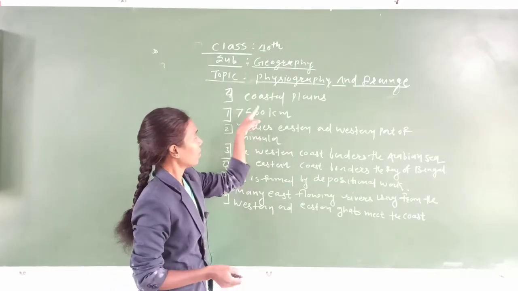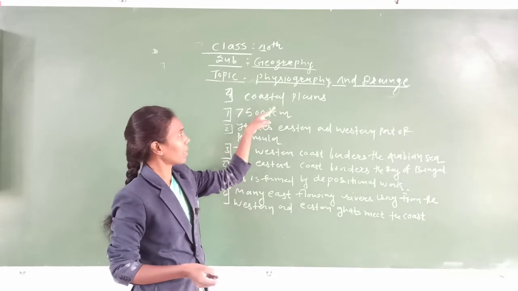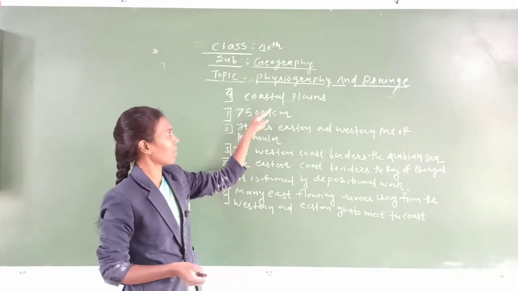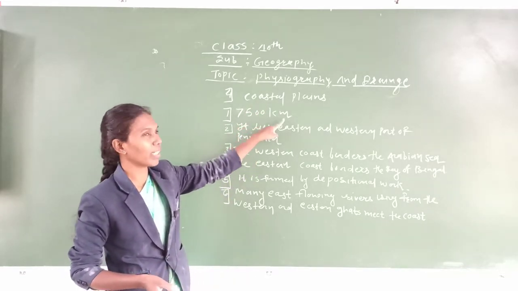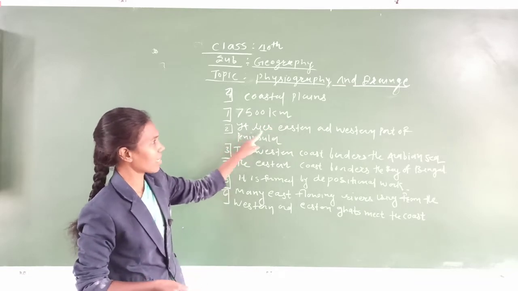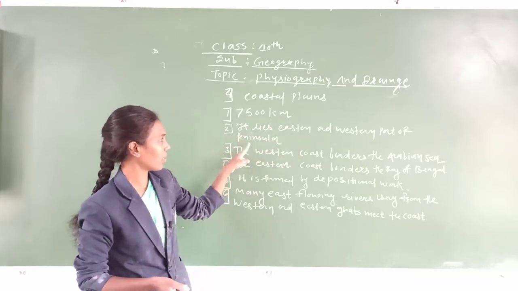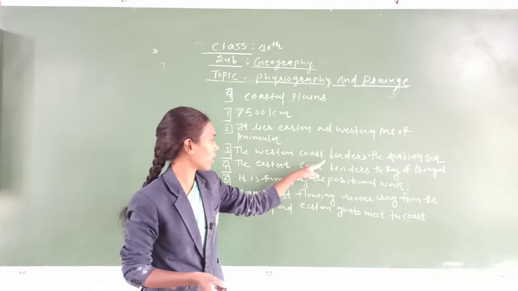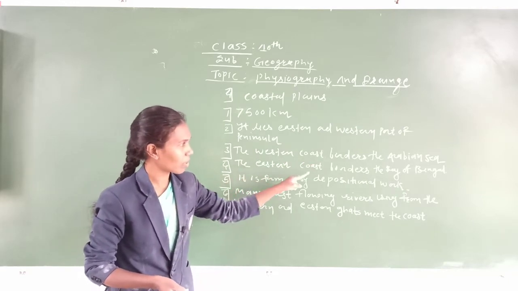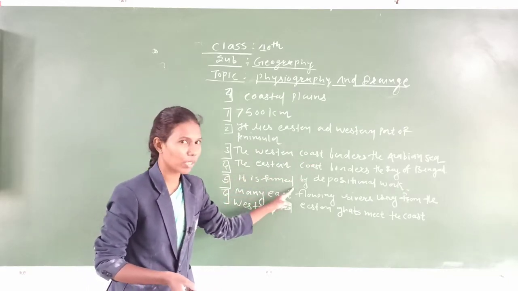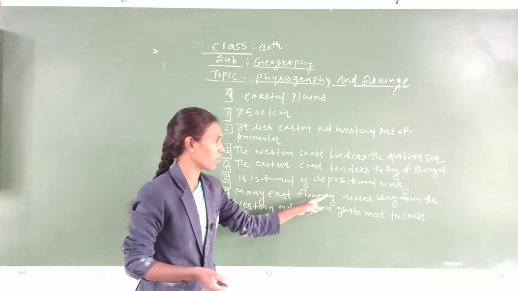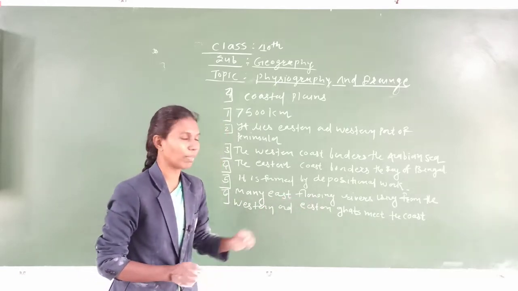Okay, our fourth physical division part is the coastal plain. The coastal plain has a length of 7,500 kilometers. Second, it lies on the eastern and western parts of the peninsula. Third, the western coast borders the Arabian Sea. The eastern coast borders the Bay of Bengal. It is formed by depositional work. Many east flowing rivers descending from the Western and Eastern Ghats meet the coast.